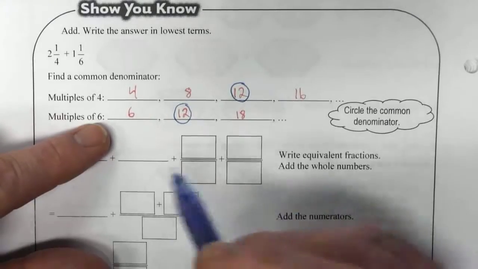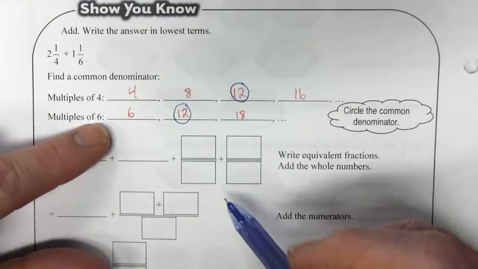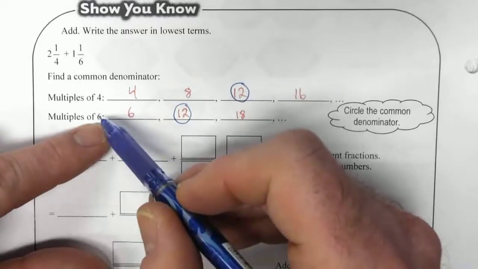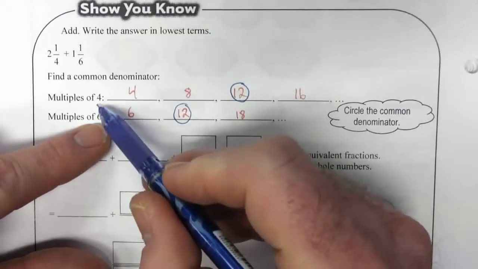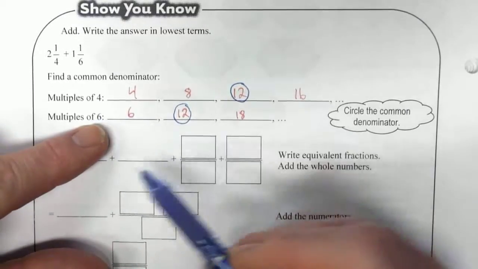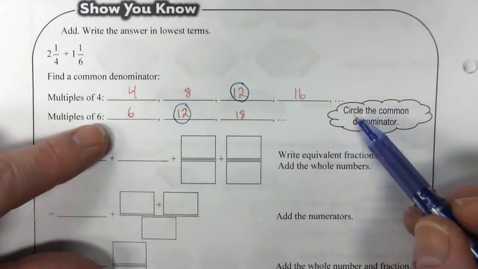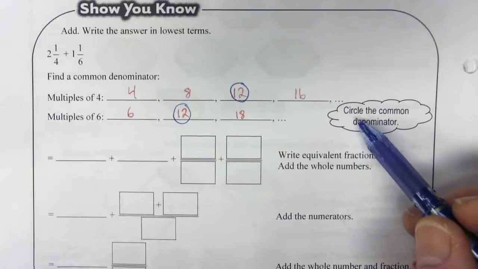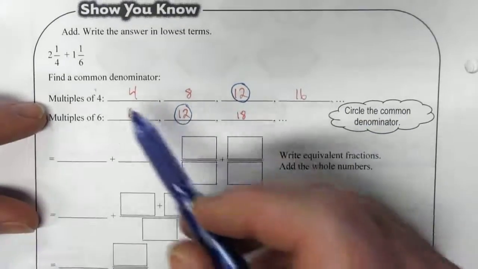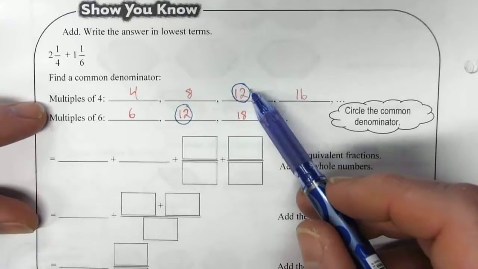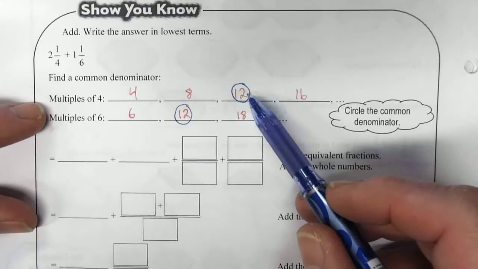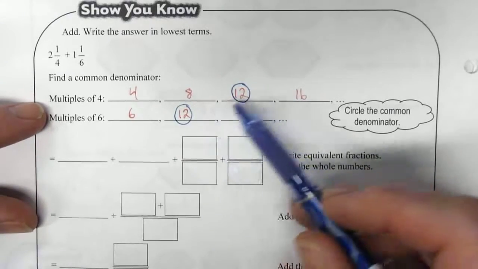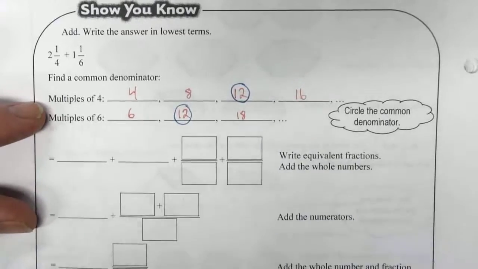Another strategy that you can use rather than listing the multiples is just multiply your two denominators together. 4 times 6 would give you 24. That will work as a common denominator, and mathematically speaking, it will get you the right answer, but you'll be dealing with bigger numbers. So writing out the multiples takes a little bit more work up at the front of the process, but it will give you easier numbers to work with.